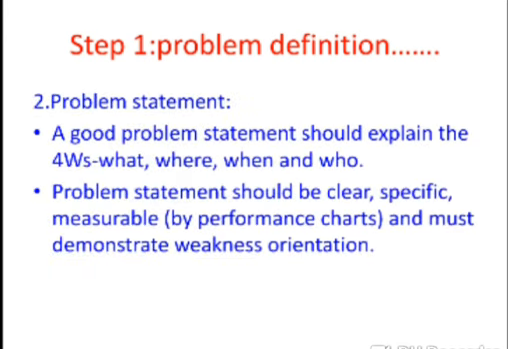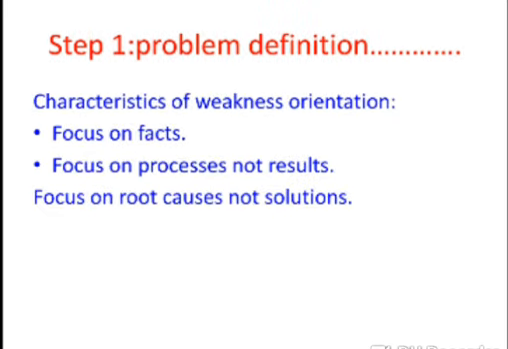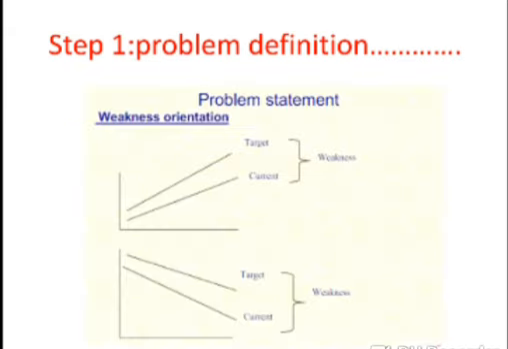Problem statement. A good problem statement should explain the 4 W's: what, where, when and who. Problem statement should be clear, specific, measurable and must demonstrate weakness orientation. The characteristics of weakness orientation are focus on facts, focus on processes, not results, focus on root causes, not on solutions. The problem statement states that the weakness orientation is the gap between the target and the actual, and it is shown in the figure.